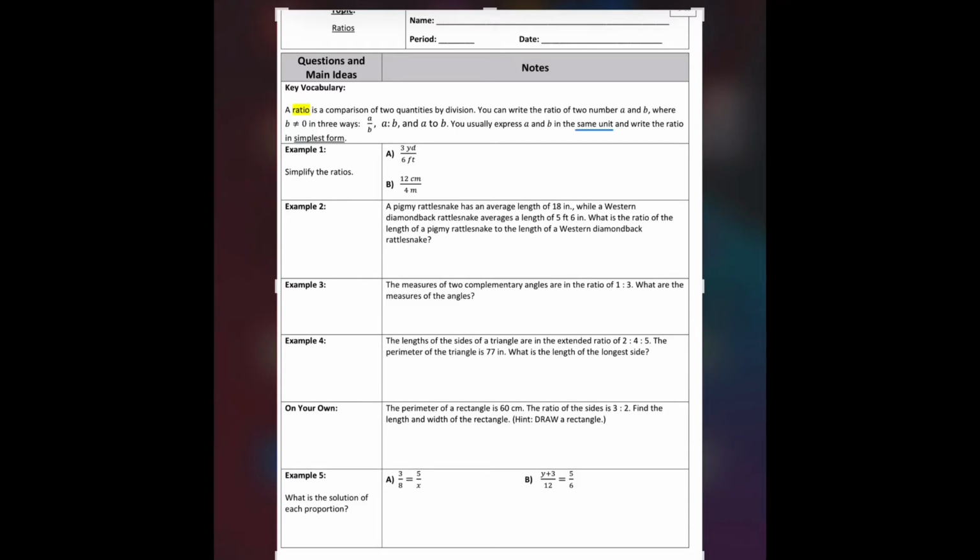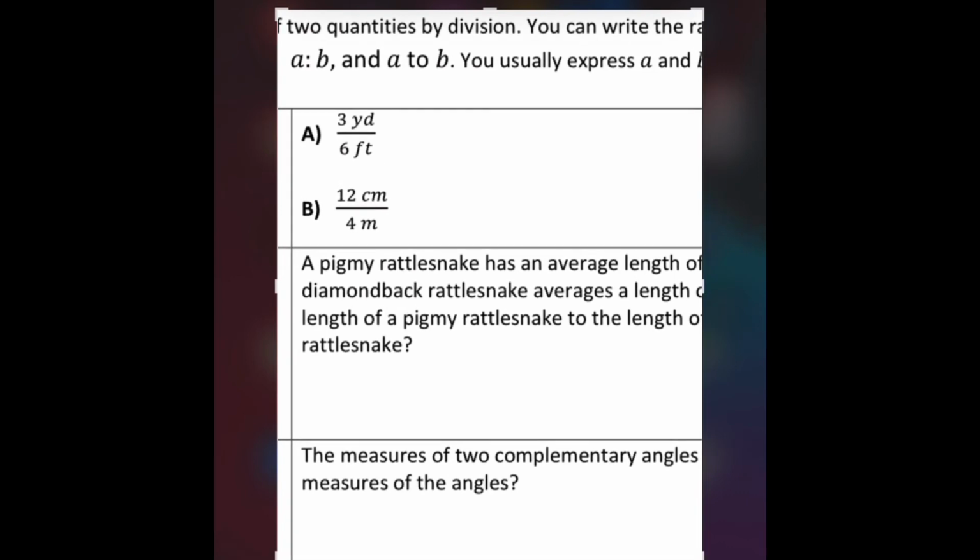So number 1 says simplify the ratios. When I go to look at letter A, I notice that the units don't match. So automatically, I know the first step I need to take is getting the units to match. We're going to need to change from yards to feet. So we know that 1 yard is equal to 3 feet. Therefore, 3 yards is going to be equal to 3 times that, which is 9 feet, all over the original 6 feet.